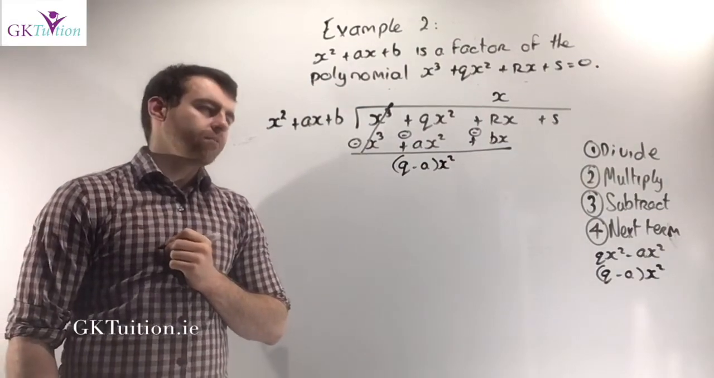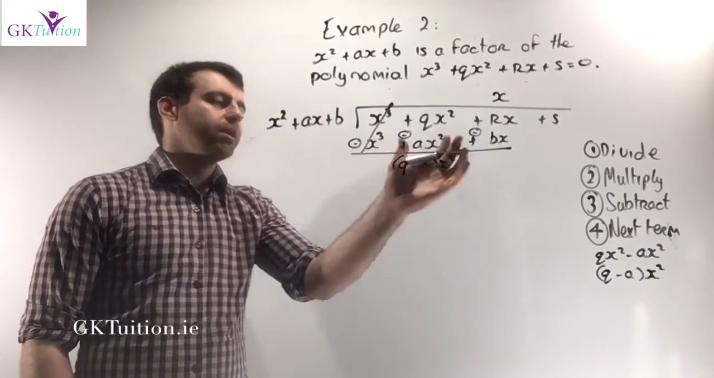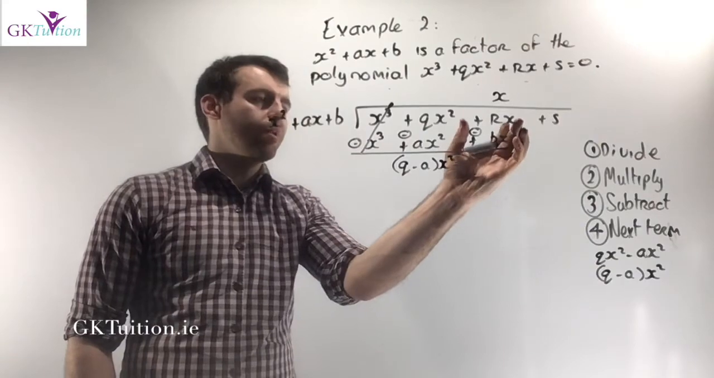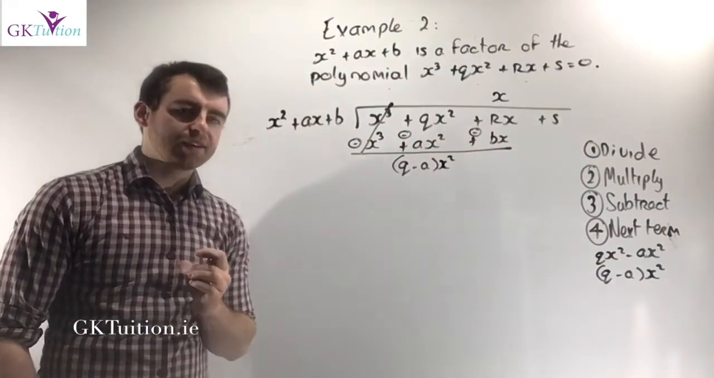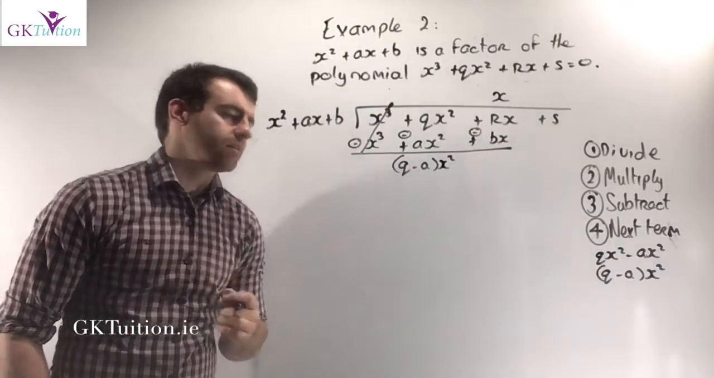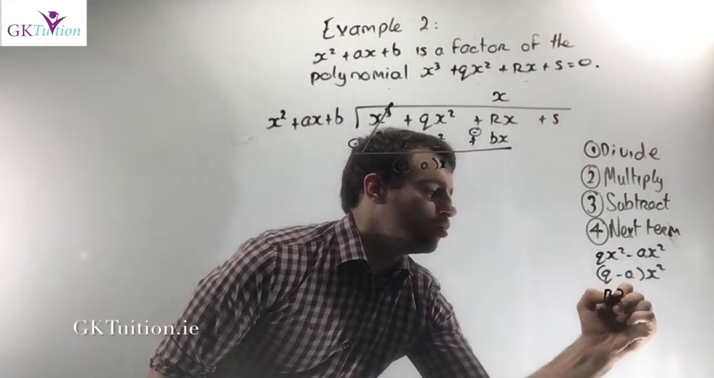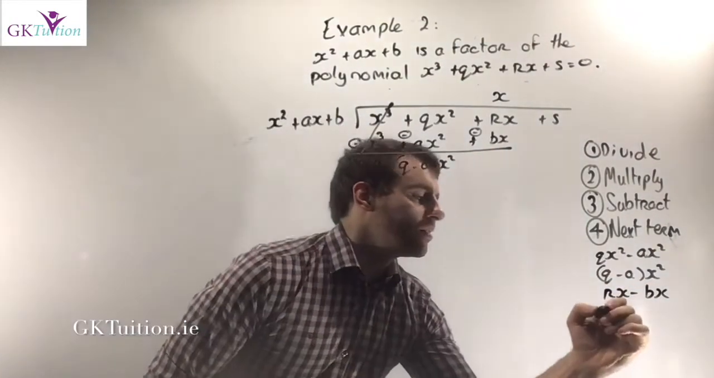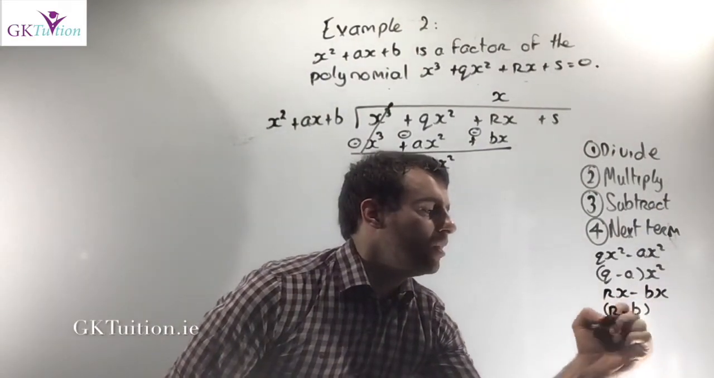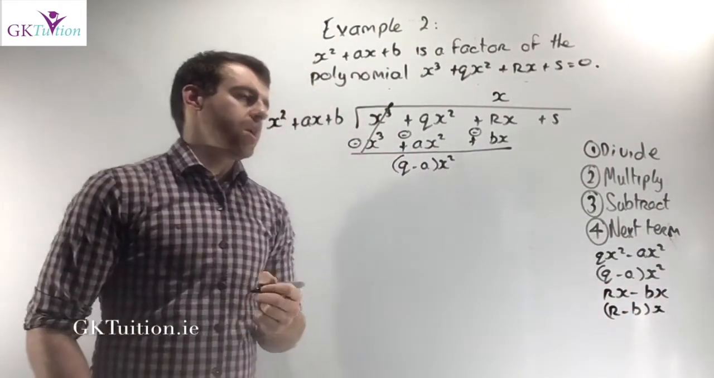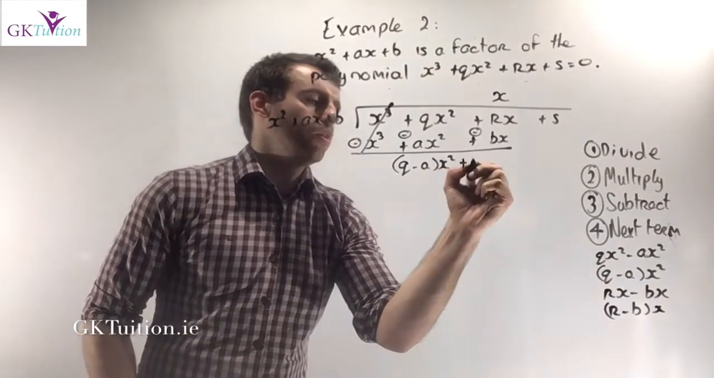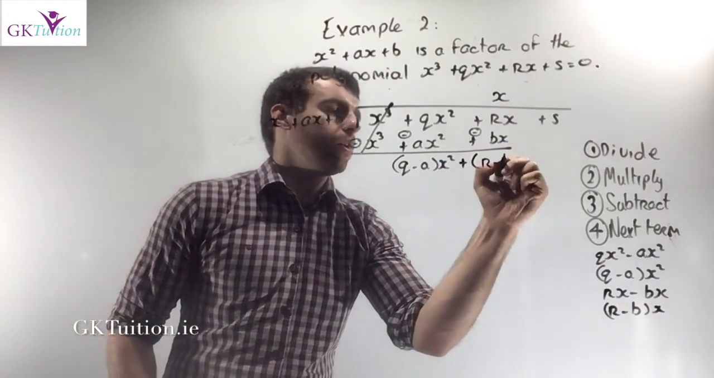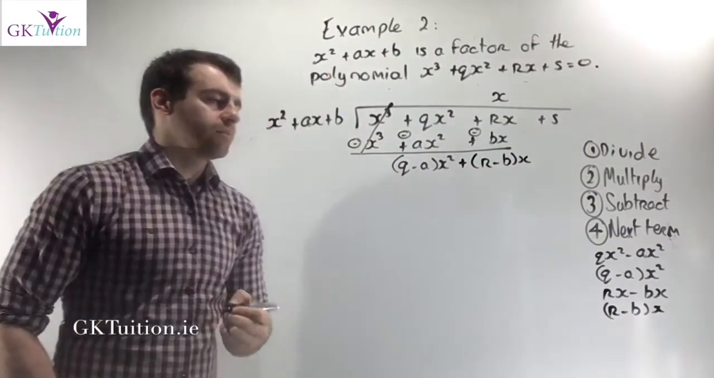I have to do the same thing now with my x's. I'm now completely ignoring everything else and I'm only concerned with my x's. On the top I have rx and on the bottom I have minus bx. So again, I want to write that as one term. Rx minus bx. If I factorize out my x, I'm left with r minus b times x. So I can just write this one as plus and then a bracket r minus b times x.